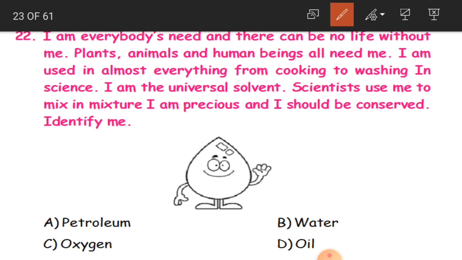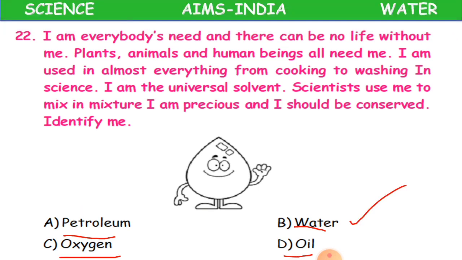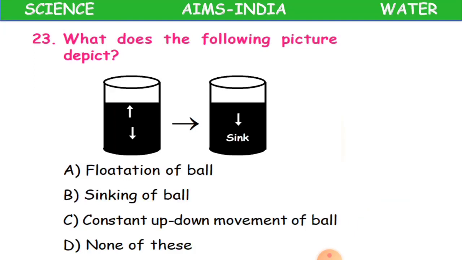It is very much needed by everybody, that is, by all the living organisms, and there is no life without this. For humans we need it for cooking, washing, drinking and all that. It is also a universal solvent, so it can be mixed in any type of mixture. So what is it? Is it petroleum, water, oxygen, or oil? The answer is B, that is water. Clear, children? Now the 23rd question.